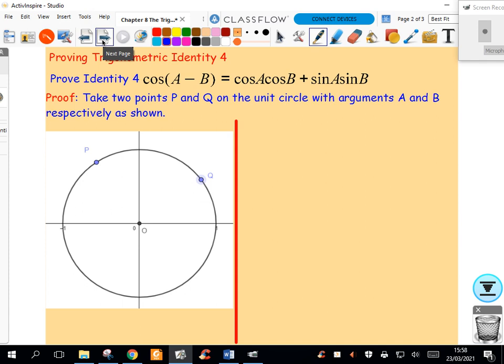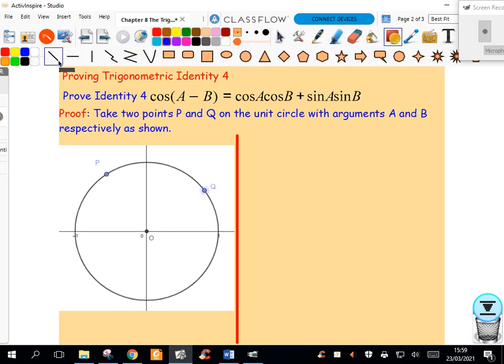What I'm going to do is start by taking 2 points P and Q on the unit circle with arguments A and B respectively as shown. Remember, we're trying to prove this. The proof is going to be, first of all, to write these points in polar form. Then we're going to express the distance between them in two ways. We're going to use the distance formula to find the square of the distance between them, and we're also going to use the cosine rule. Then we'll be using the transitive property of equations to come up with an expression, simplify everything, and we'll have our identity. So step 1, let's write these points in polar form.